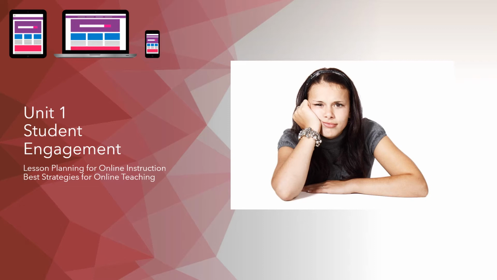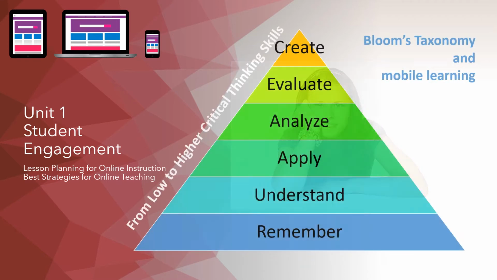One way to do this is to use a tool that has been around before online learning, and that is Bloom's taxonomy. Bloom's taxonomy is used by many teachers to help them structure learning outcomes that move from low critical thinking skills to higher order critical thinking skills. To increase engagement, make the outcomes student-centered as much as possible.